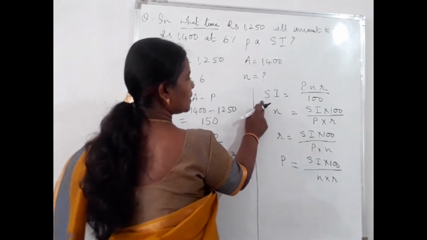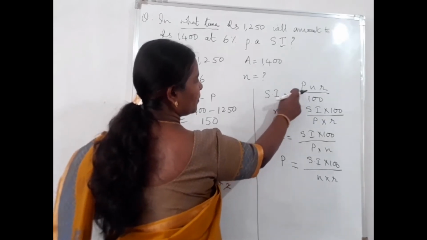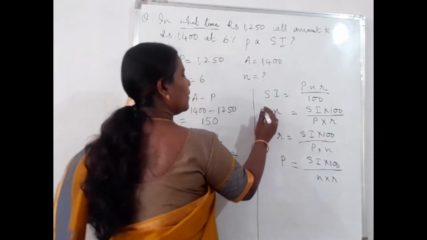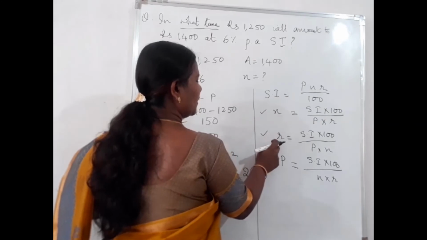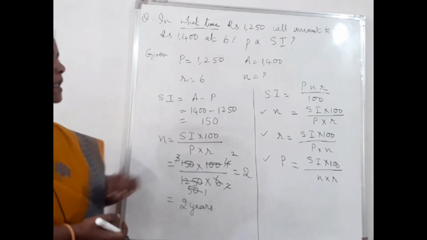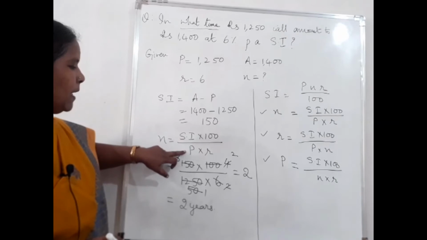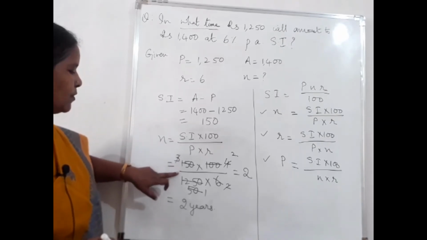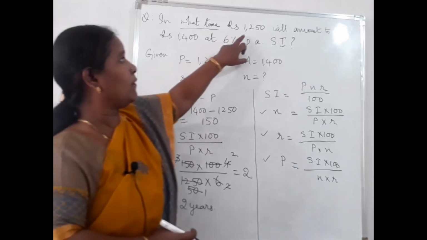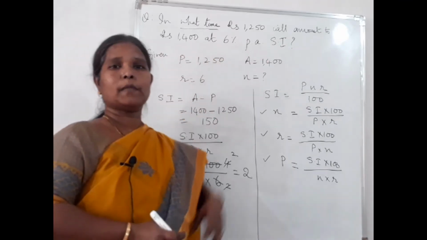When we know simple interest, you can simply substitute the values in the formula. Simple interest is equal to PNR by 100. You just have to rearrange it: if you are asked to find N, R or P, you can take the corresponding form. Now N is equal to simple interest into 100 by P into R. Substitute, simplify, and get 2 years. That means in 2 years, rupees 1250 will amount to rupees 1400 at 6% per annum simple interest.